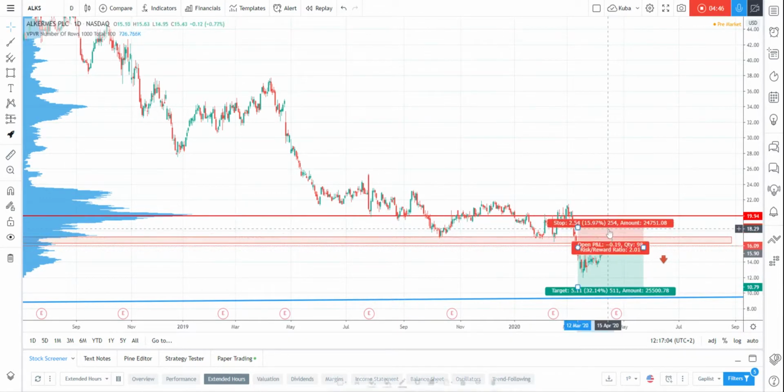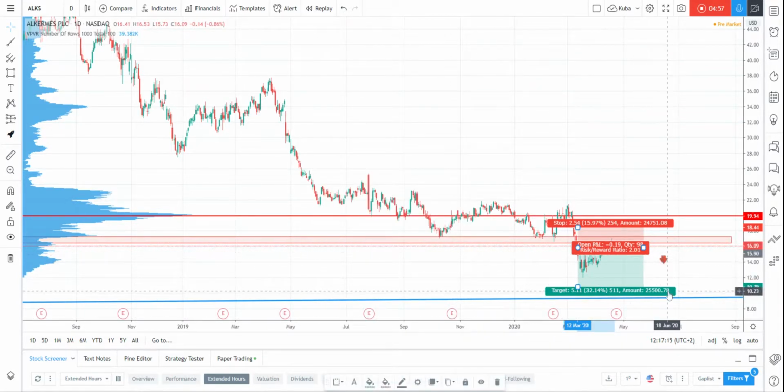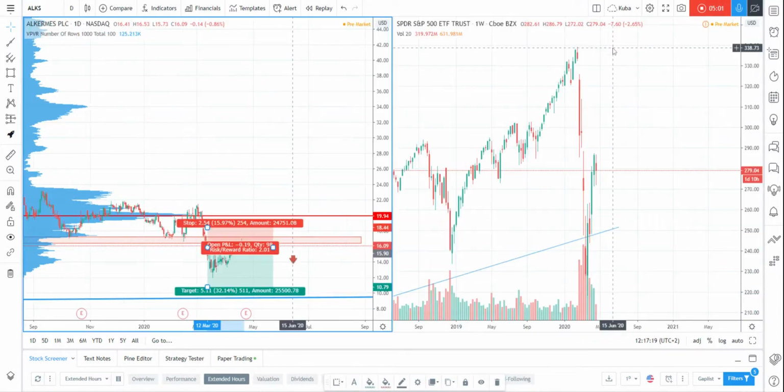Our entry was here. I'll open the window. Entry price was 50.90, profit target was 10.79, and stop loss 18.44. Look, the profit target is above the trend line.